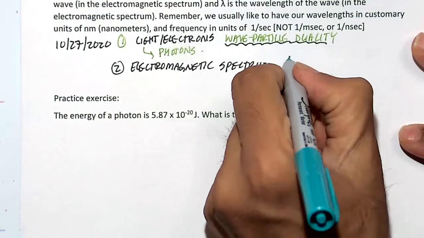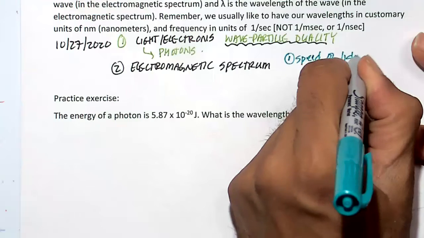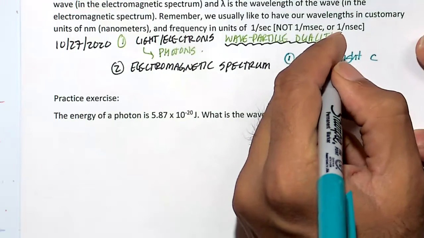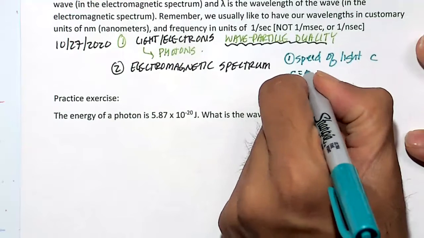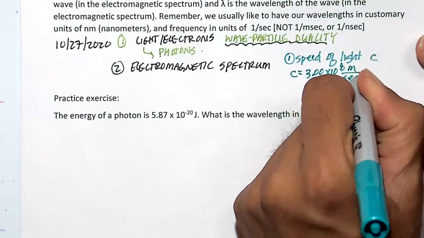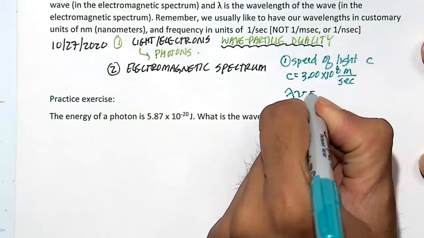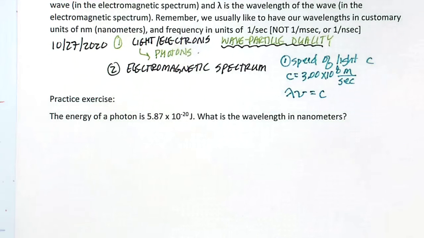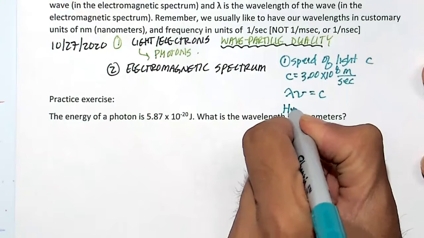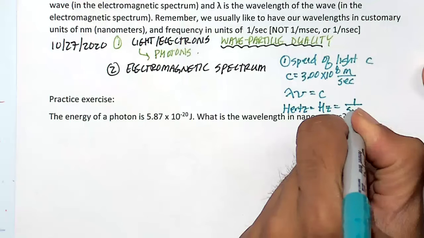One is that these waves travel at the speed of light, c, which is 3 times 10 to the 8 meters per second. The wavelength times frequency, multiply those two together, you'll get c, the speed of light. Frequency is in units of hertz, which is 1 over seconds.